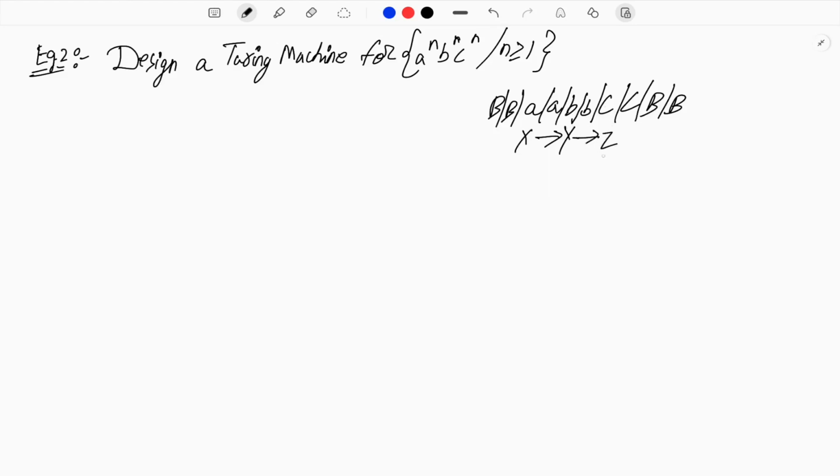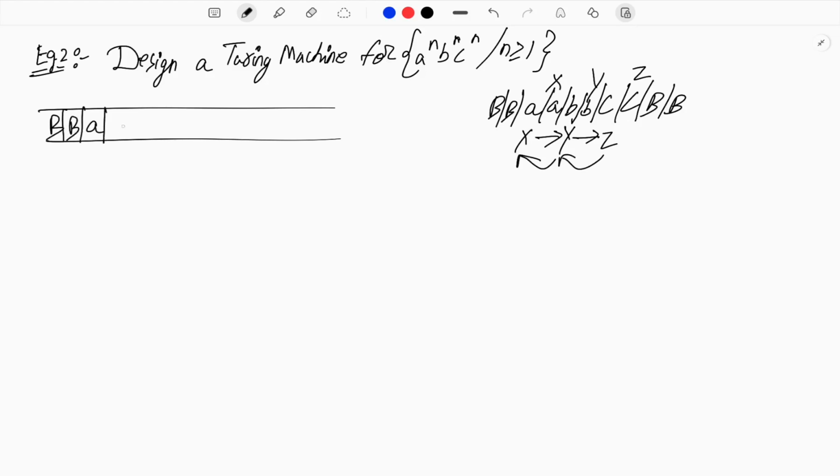So after moving, it will reach the initial state. Okay, after reaching the initial state, it will ignore this and mark the remaining ones as x, ignore this and mark as y, and ignore this and mark this as z. After marking all this, it will be accepted by the Turing machine, and the string will work. Okay, let's design the Turing machine for this one.